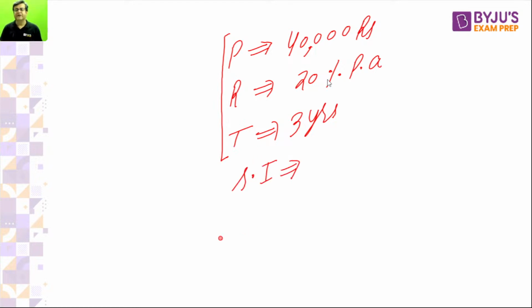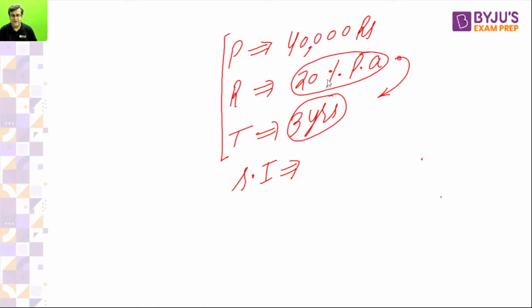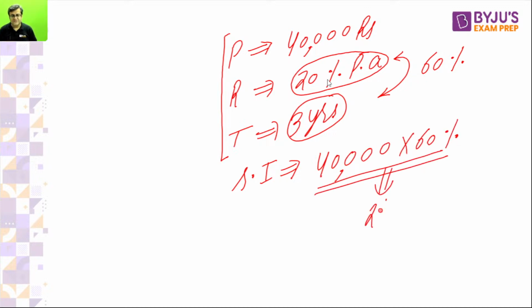Do I need to remember the formula only? Yes, you can remember the formula. This is one of the ways. If you don't remember the formula, you can directly find the answer. If 20% is the interest in 1 year, then in 3 years the total interest will be 60%. 40,000 is the principal, 60% is the interest. Find out the total interest. I think this point is clear to everyone.